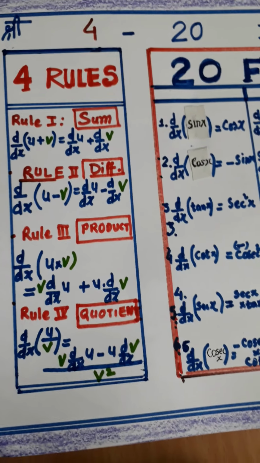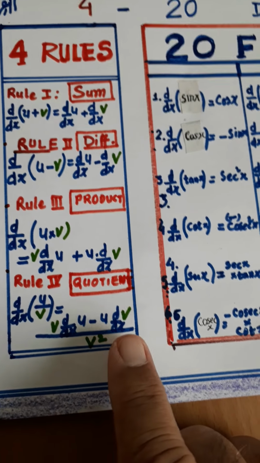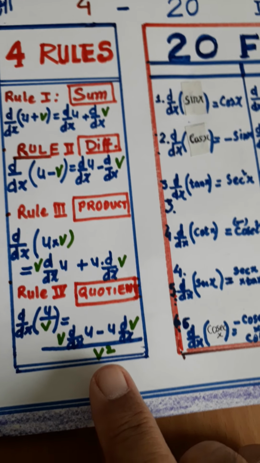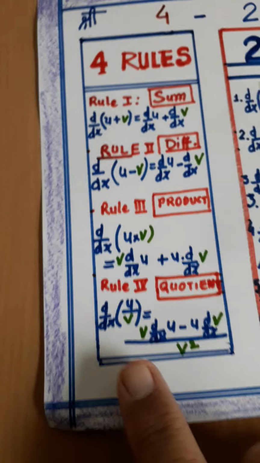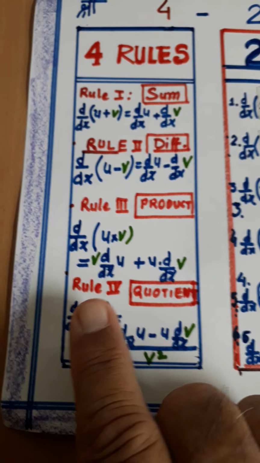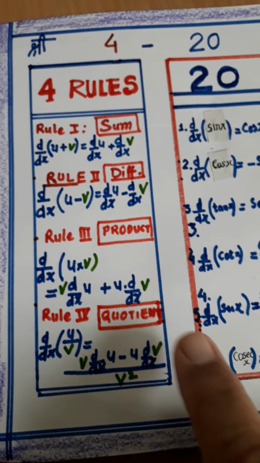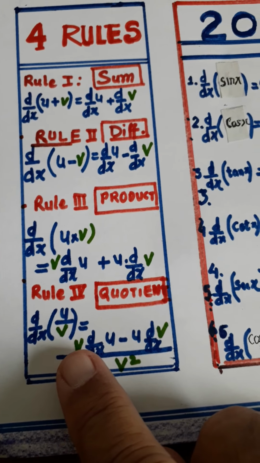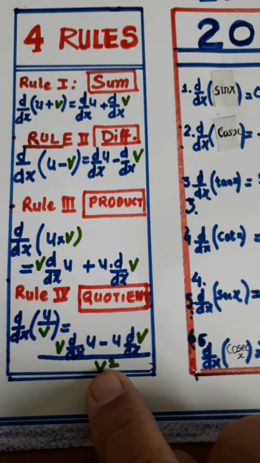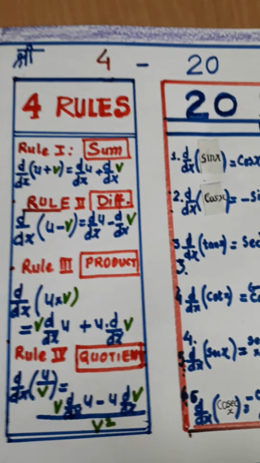d/dx of u over v is equal to v d/dx of u minus u d/dx of v over v square. I told you how to remember this formula in my previous video. If you say u is top and v is below, then this formula becomes below d top minus top d below over below square or v square. So this is how you have to remember it.